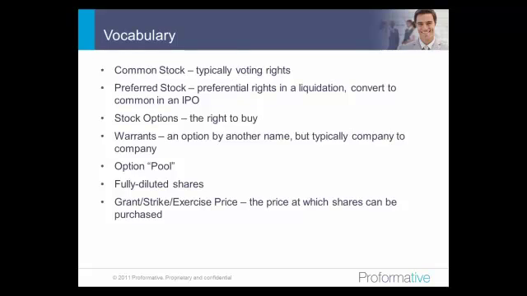Grant price, strike price, exercise price. These are just different names for the price at which stock options can be purchased by the optionee. We'll take a look at this when we run through the cap table, but stock options are granted with, we'll just call it a grant price here. And that grant price says, well, we're giving you the stock option at X price today.